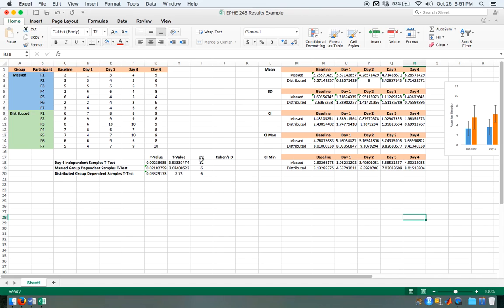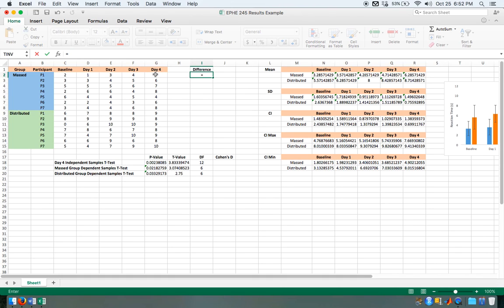So we're going to do a Cohen's d, and there are actually 2 different ways to do this, depending on whether you have independent or dependent samples. Let's start with the dependent samples because it's a lot easier. What I'm going to do is create a new column called difference. This difference is going to be day 4.